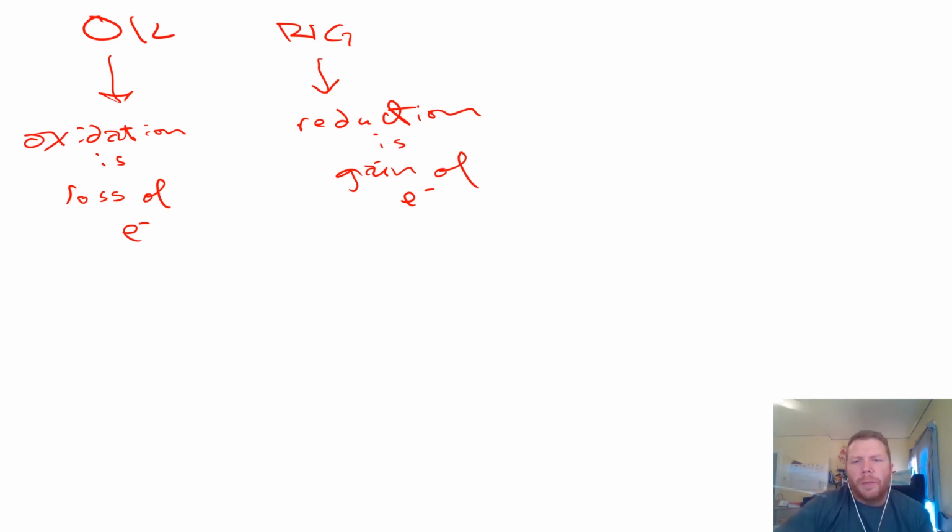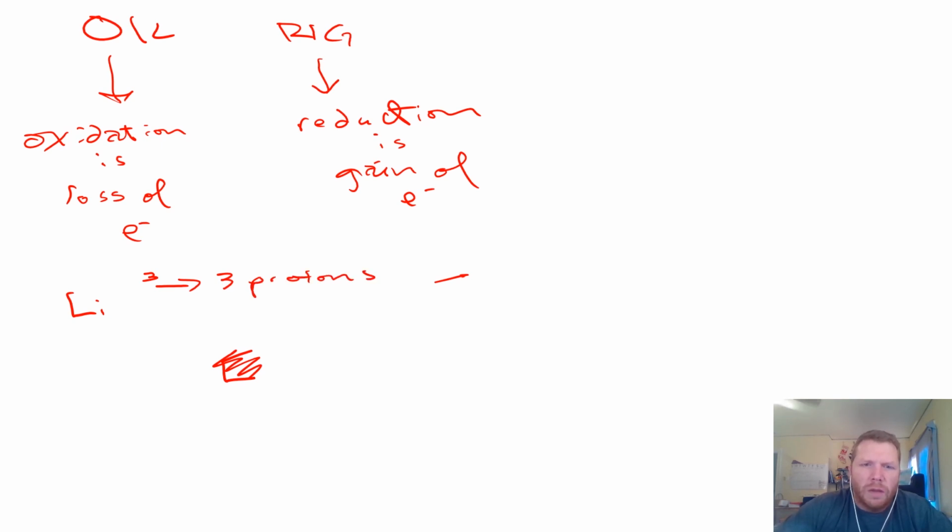Okay, so a way that that is illustrated is commonly we'll look at a metal, for instance, the metal lithium. Let's think about what lithium looks like on an atomic level. Lithium has a couple of different subatomic particles. Lithium has an atomic number of 3, which means that it has 3 protons. It has a mass number of about 7.